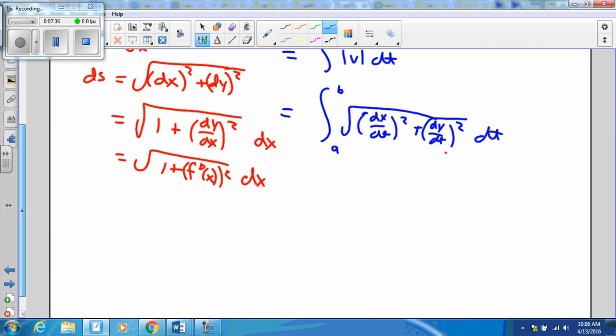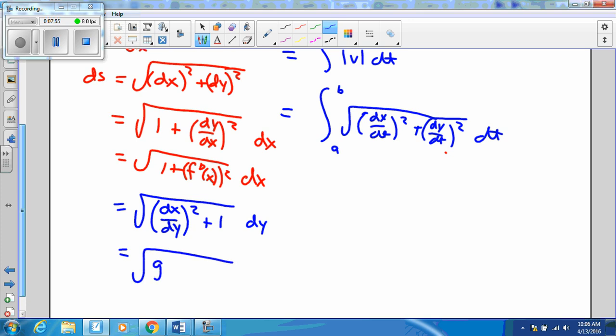I could do the same kind of thing, but do it in terms of the variable y. Rather than write dy as dy dx times dx, I can write dx as dx dy times dy. And if I do that, then I get my arc length in terms of y, which would be suitable if I have a function that is implicitly defined as x equals some g of y. And then the third way is what we've already discussed right here.